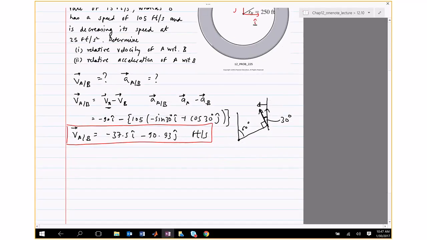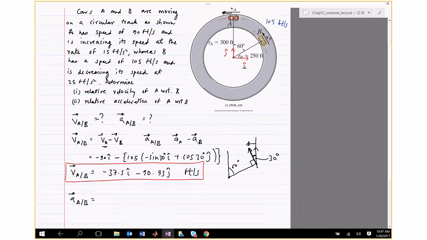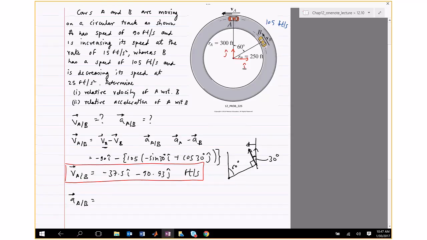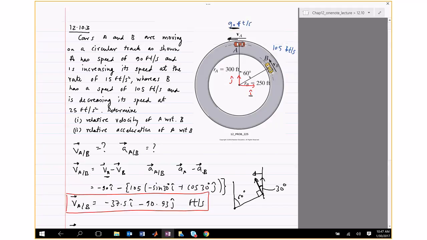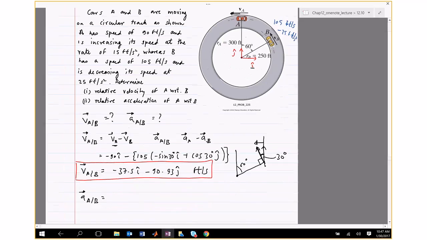Okay, is that clear? Okay, so we are one step away from finishing this. We need to find the acceleration of A with respect to B. Now for acceleration, there are multiple ways to do it. Well, what did we learn previously? What we're given is 90 feet per second for the velocity, and 15 feet per second squared for the acceleration. And similarly for the other one, it's minus 25 feet per second squared because it's deceleration. So we're given the rate of change of velocity.